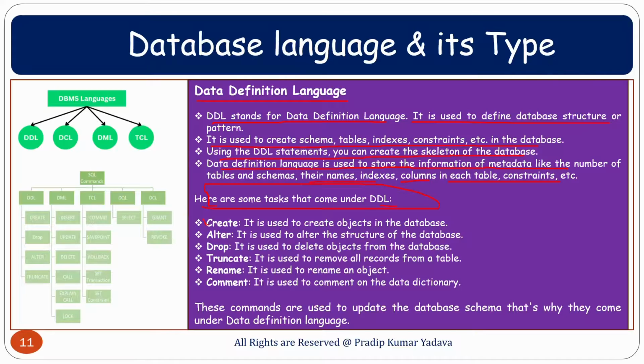One is create. It is used to create object in database. That you can create database, you can create table. Okay. Second is alter. This is used to alter the structure of a database. Okay. And drop, it is used to delete object from the database. Or truncate, it is also used to remove all the records from the table. Rename, it is used to rename an object. And comment, it is used to comment on the data dictionary.